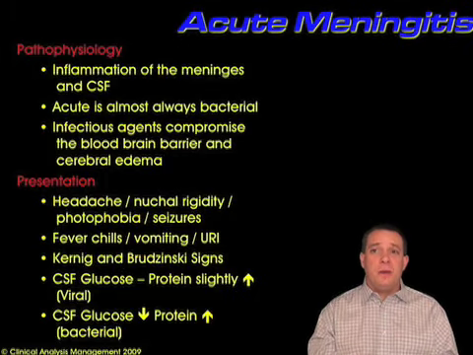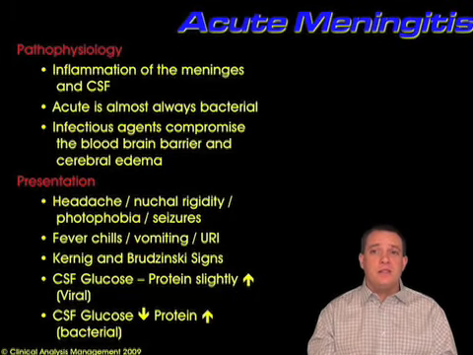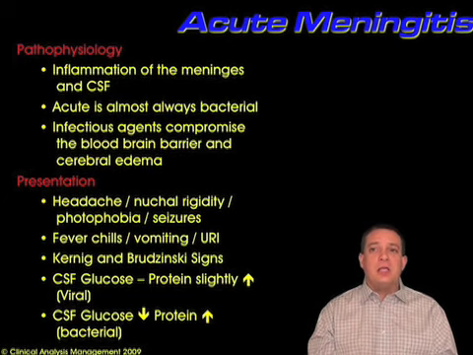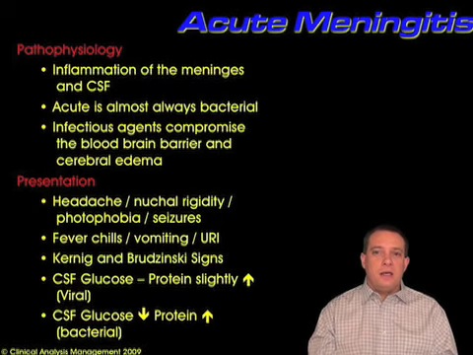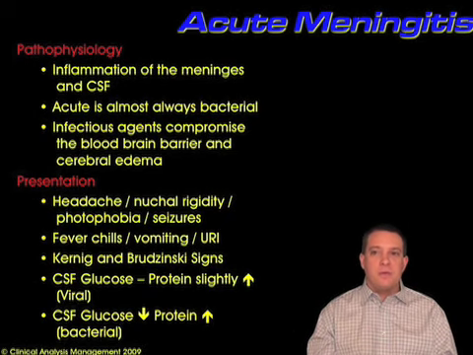Okay, when we talk about acute meningitis, remember that acute meningitis is an inflammation of the meninges themselves. Remember that when we talk about acute meningitis, it's almost always bacterial. It's pretty rare that acute meningitis is anything else but bacterial. Now, remember the physiology behind this is that infectious agents compromise the blood-brain barrier, and thus the patient gets cerebral edema.